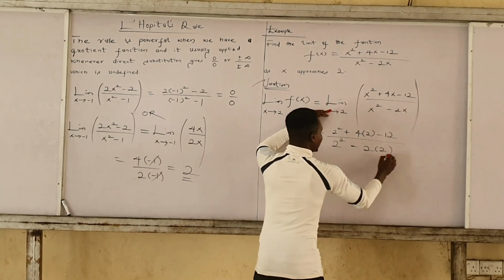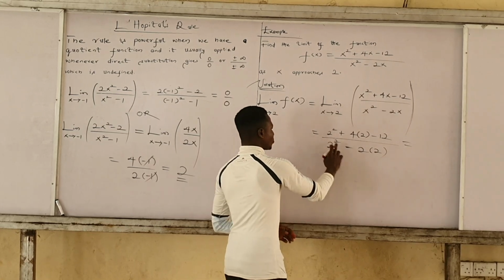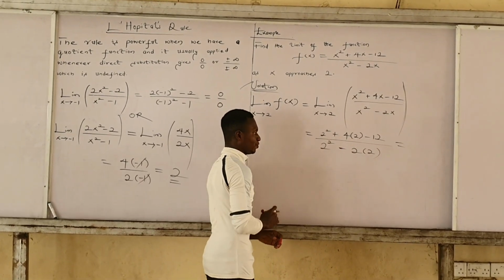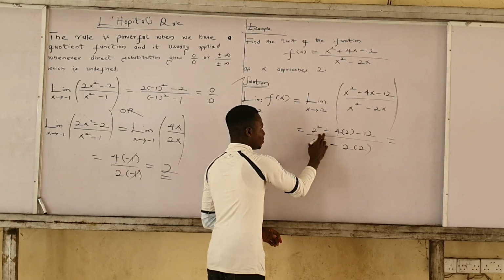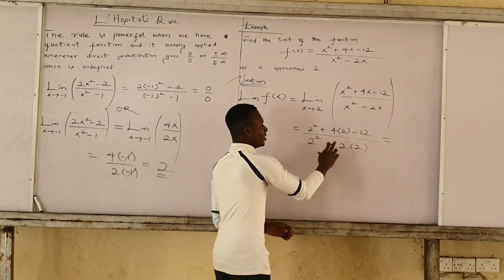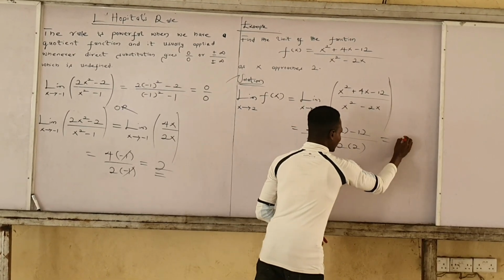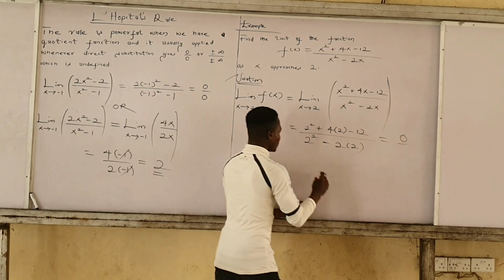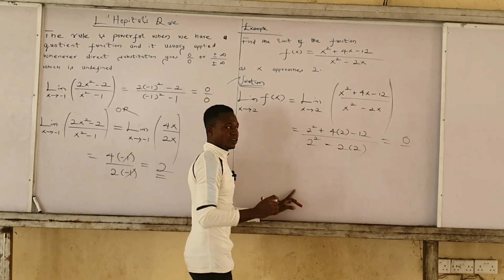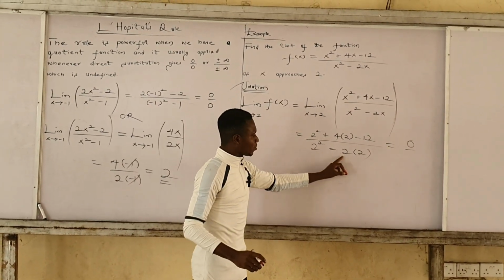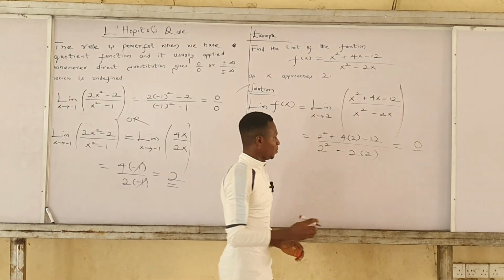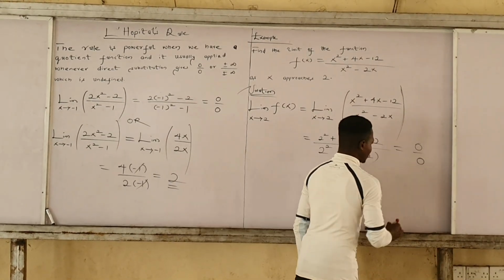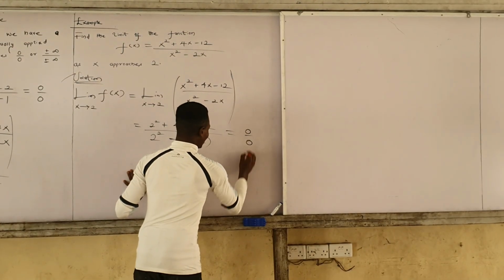And this is going to give us 2 raised to the power of 2 is 4, plus 4 times 2 is 8. 8 plus 4 gives us 12. 12 minus 12 gives us 0, all over 2 raised to the power of 2 is 4, minus 2 times 2, that is 4. So 4 minus 4 gives us 0. So what do we have here? We have 0 all over 0.